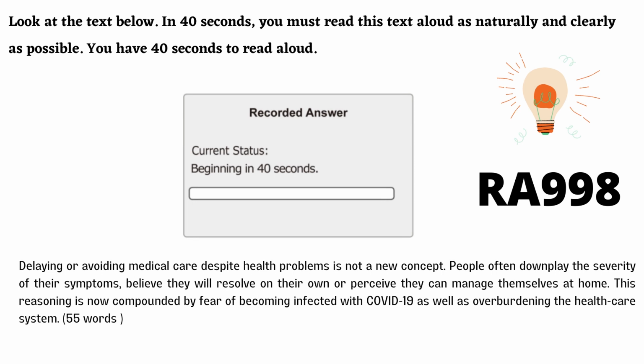Delaying or avoiding medical care despite health problems is not a new concept. People often downplay the severity of their symptoms, believe they will resolve on their own, or perceive they can manage themselves at home. This reasoning is now compounded by fear of becoming infected with COVID-19, as well as overburdening the healthcare system.